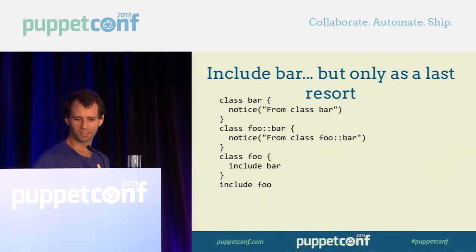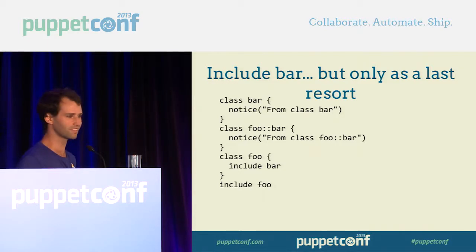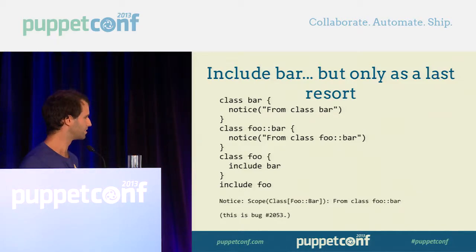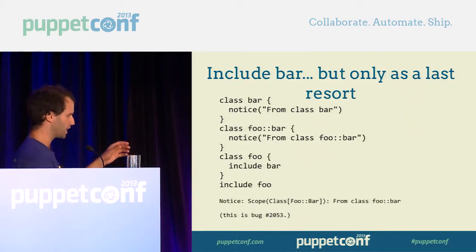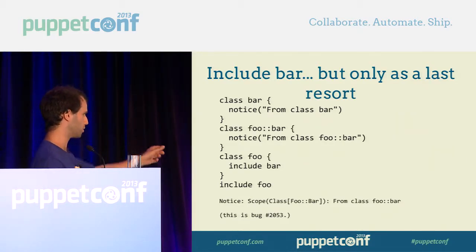Yeah, here's another one. What does this do? We said include bar, but it didn't actually include bar. That's because include bar actually never means include bar. It means try to include a bunch of completely unrelated stuff, and then include bar as a last resort if none of that works. So you'll see that when we were inside class foo, saying include bar tried to include foo::bar. Yeah, that's bug 2053.